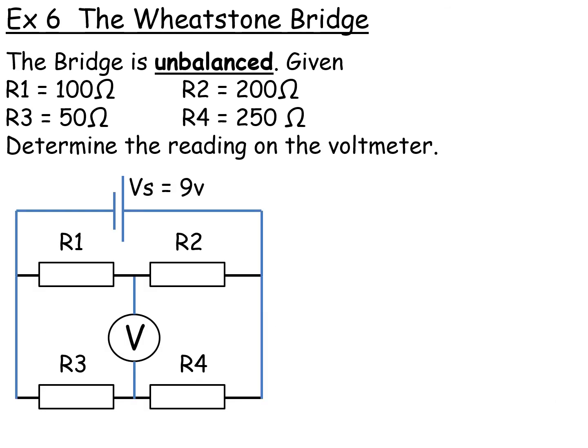Okay, folks, final example, so thanks for bearing with me. Let's put this all together now and look at this example, which is the one you're going to get, the questions you're going to get in the tutorial is more like these ones. So the bridge is unbalanced, given R1, R2, R3 and R4, determine the reading on the voltmeter. Now, if we look at this first, straight away we can see it's unbalanced because we can see R1 divided by R2 and R3 divided by R4 are going to give me different answers.